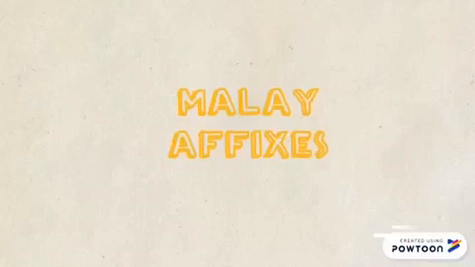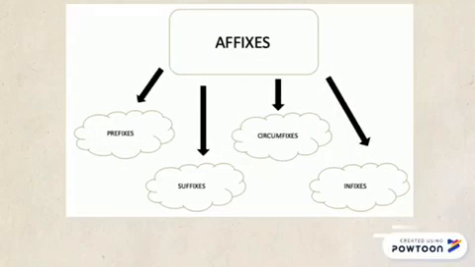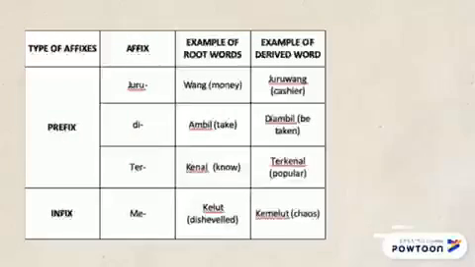Malay affixes. In Malay, there are 4 types of affixes, namely prefixes, suffixes, circumfixes, and infixes. Firstly is prefix. Prefix is an affix that is added in front of the root word. For example, affix juru, root word wang, becomes juruwang, which means cashier in English.